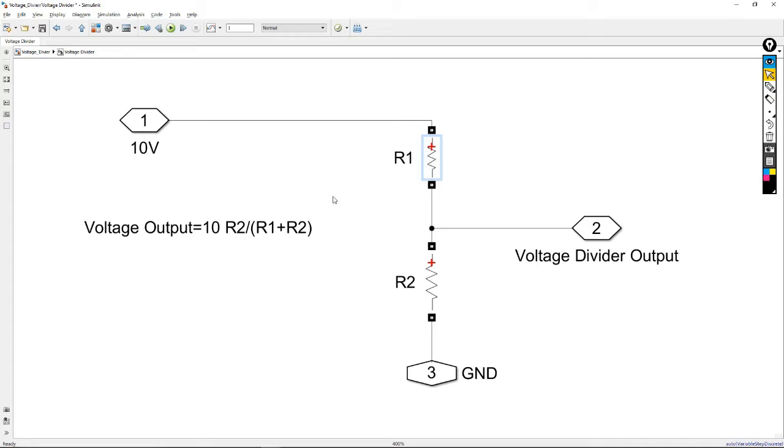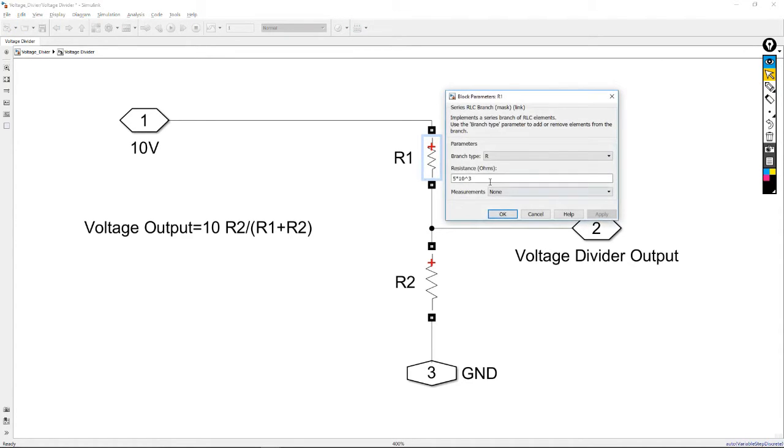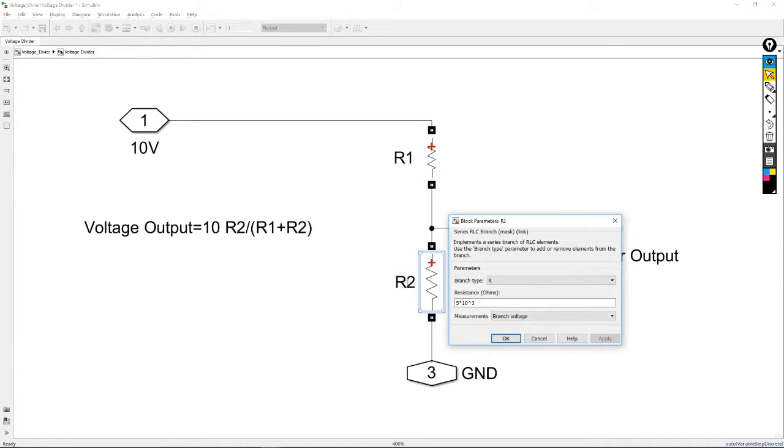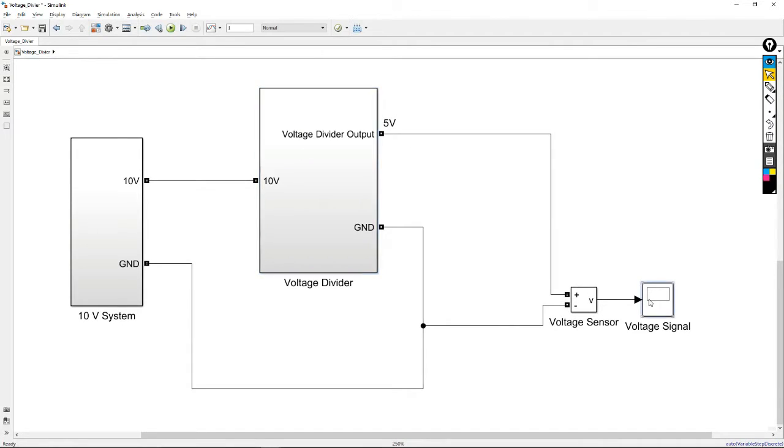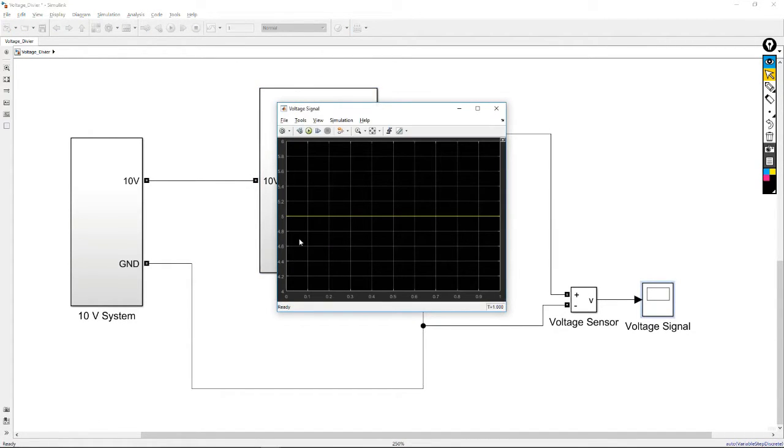So let's say I have a resistor R1 here equal to 5 ohm, and I set resistor R2 to 5 ohm as well. Now, if I use this equation, I have a 10 volt signal applied to them, so it's going to be 10 multiplied by R2, which is 5, over 5 plus 5. So in the output, I'm supposed to get 5 volts from this equation. If I run the simulation and go back, I will see that I'm getting 5 volt. Perfect.